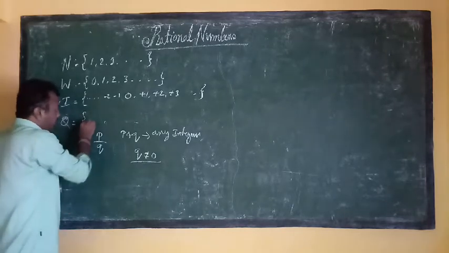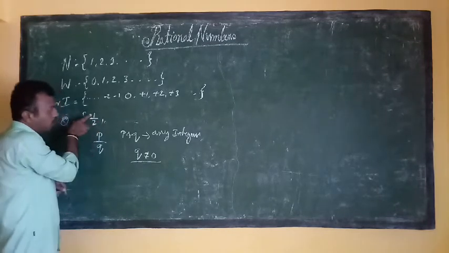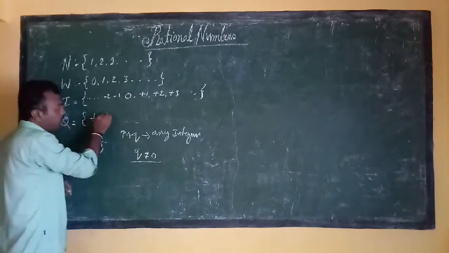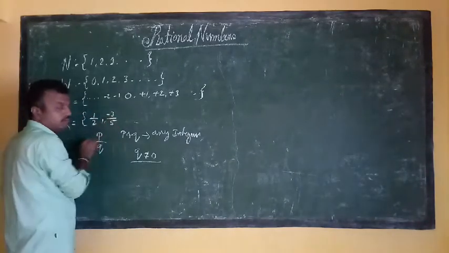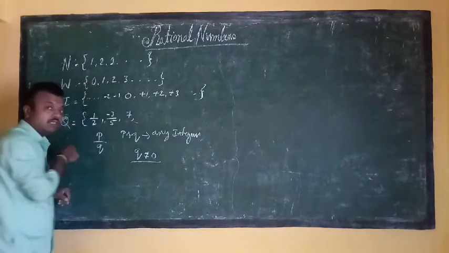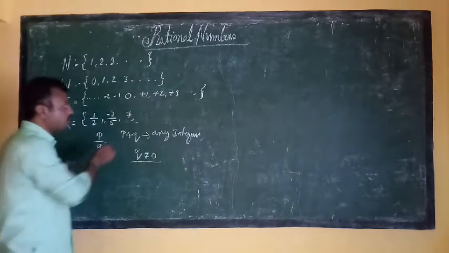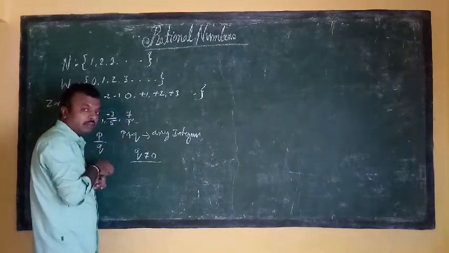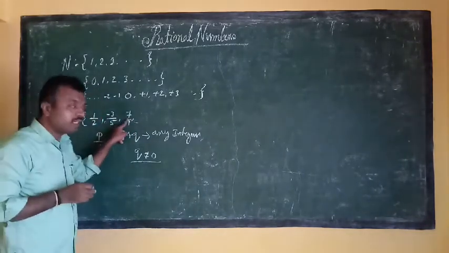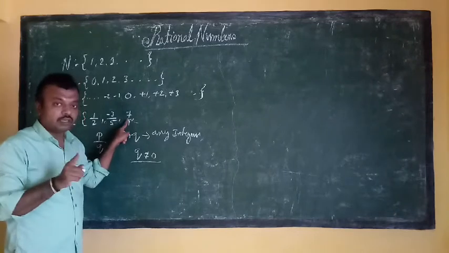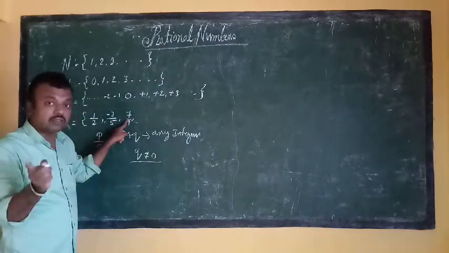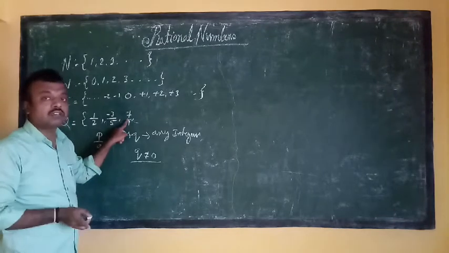So, for example, 1 by 2. See here, 1 is the P and 2 is the Q, numerator and denominator. So 1 by 2, minus 3 by 5, and then 7. Is 7 alone a rational number? Yes, because nothing is there means 1 is there in the denominator. Therefore 7 is also a rational number. Basically 7 is what? A natural number or whole number. Every natural number is also a rational number. Every whole number is also a rational number.